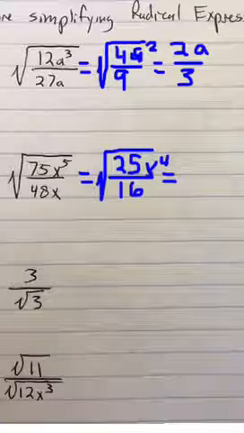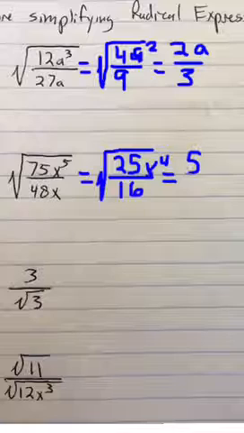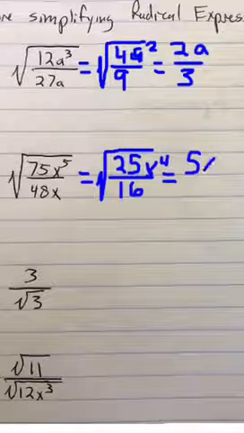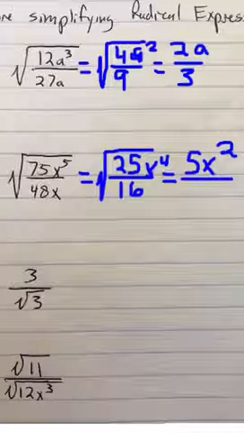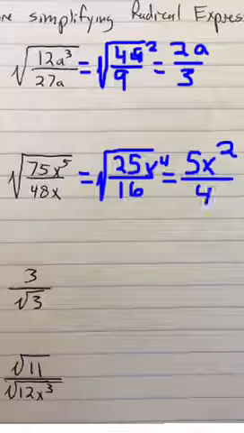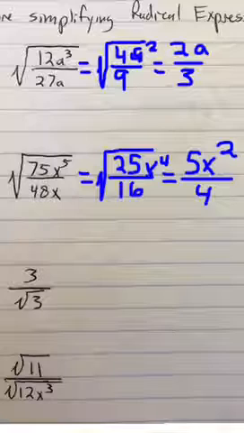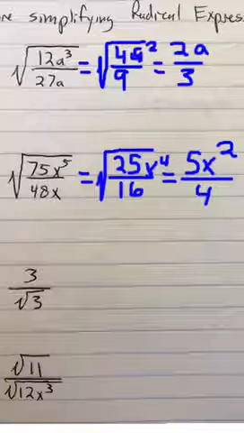Square root of 25 is 5. Square root of x to the 4th is x squared. Square root of 16 is 4. And look at that. It worked all nice and pretty for us again. I love that. Let's move on to number 3.